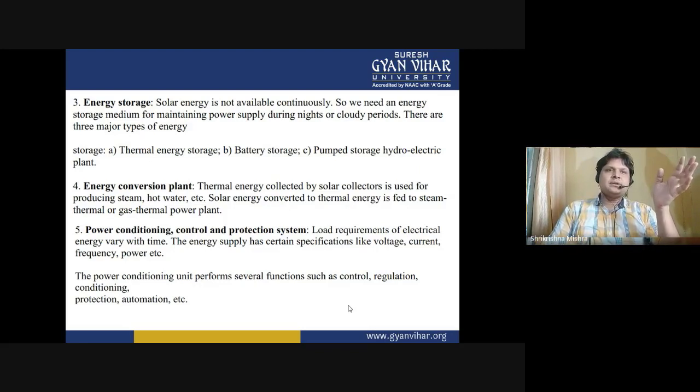Then fifth, you will need a power conditioning, control and protection system. Load requirements of electrical energy vary with time, so the energy supply has certain specifications like voltage, current, frequency, power, etc. The power conditioning unit performs several functions such as control, regulation, conditioning, protection, and automation. So this is also an important aspect.